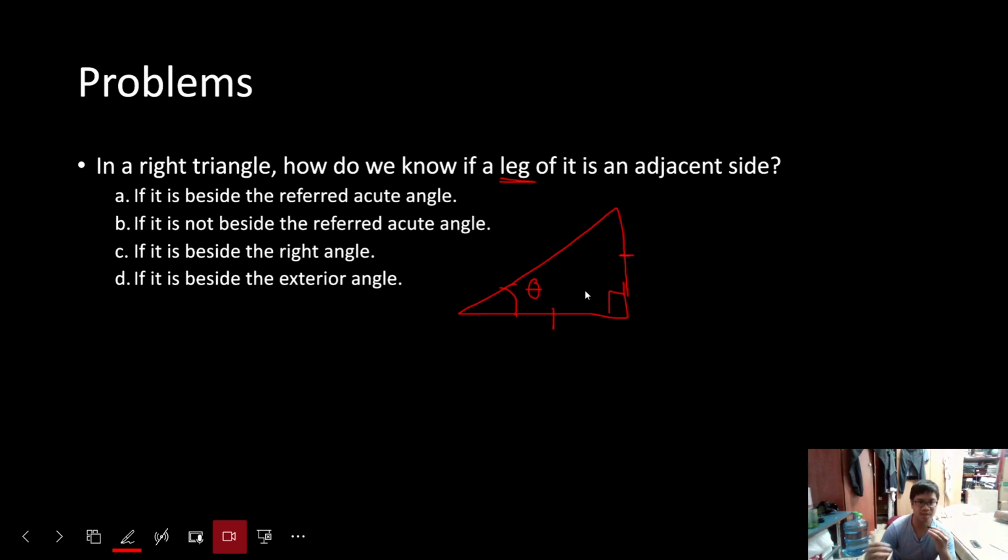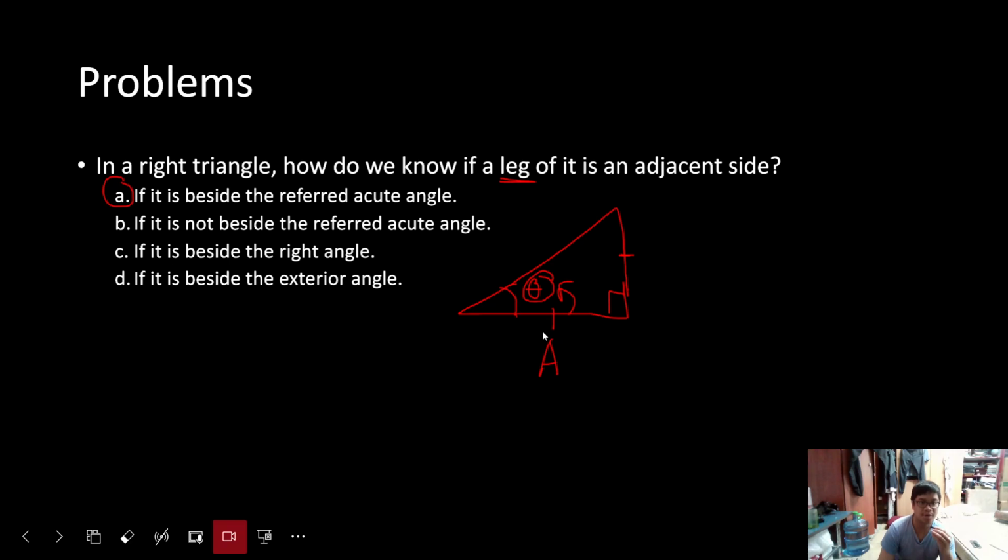Now, how do we know if it's adjacent? It's simple. If it is adjacent to the referred acute angle, or in other words, it is beside the angle here. So which of the legs is beside the acute angle? It is actually the base of the right triangle. So this one is your adjacent side because it is beside the referred acute angle. All right. So the answer here is letter A.